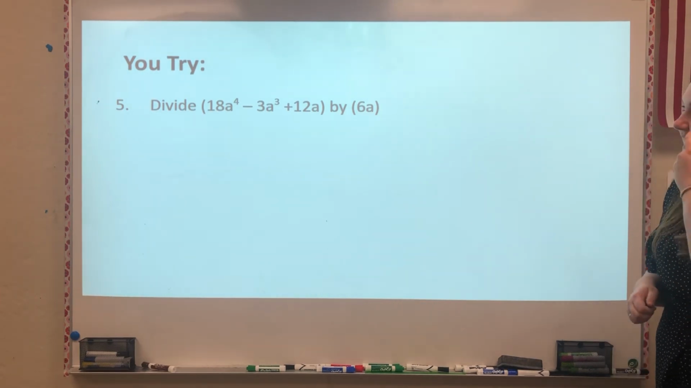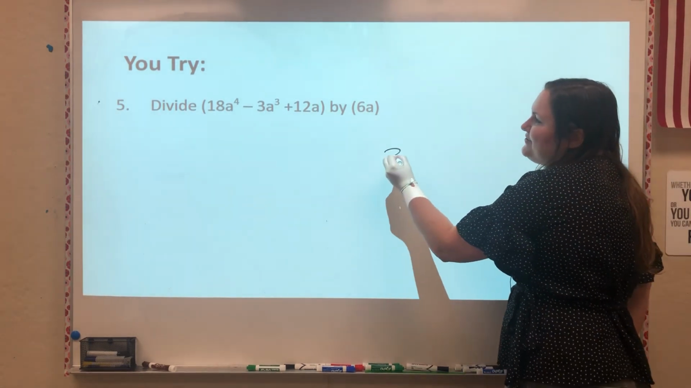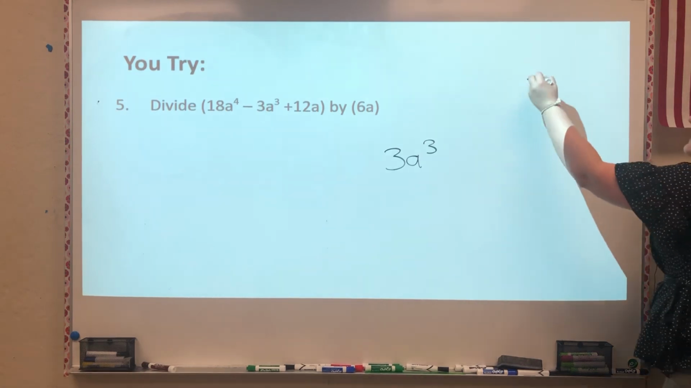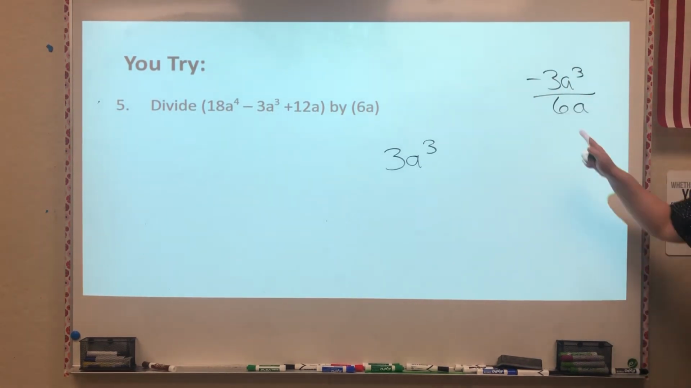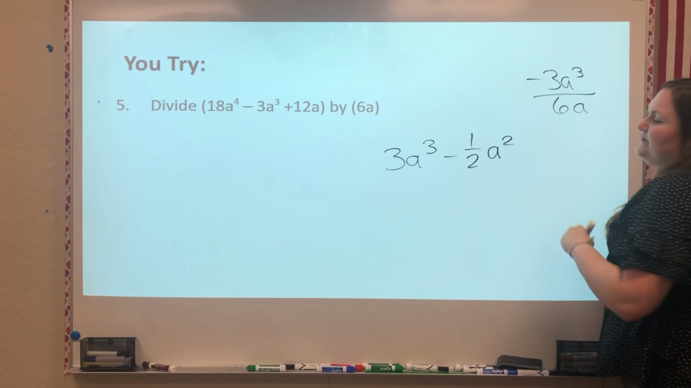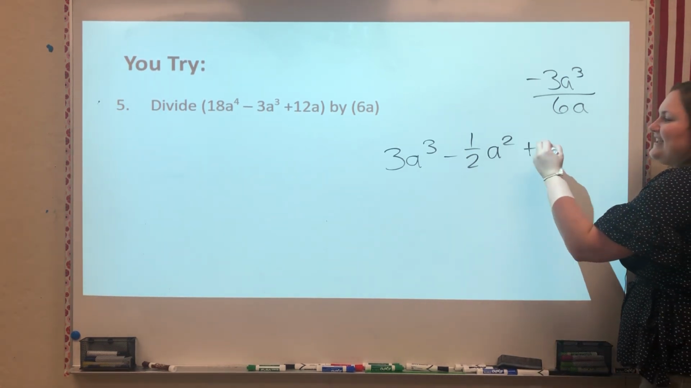Well, if we do that, 18a to the 4th power divided by 6a gives you 3a cubed. The minus 3a cubed divided by 6a, that's the one you want to be careful with. 3 over 6 is a fraction. That simplifies to 1/2. So we get 1/2 a squared. And then the last part, the 12a divided by 6a, that just gives you 2. Those a's cancel out.